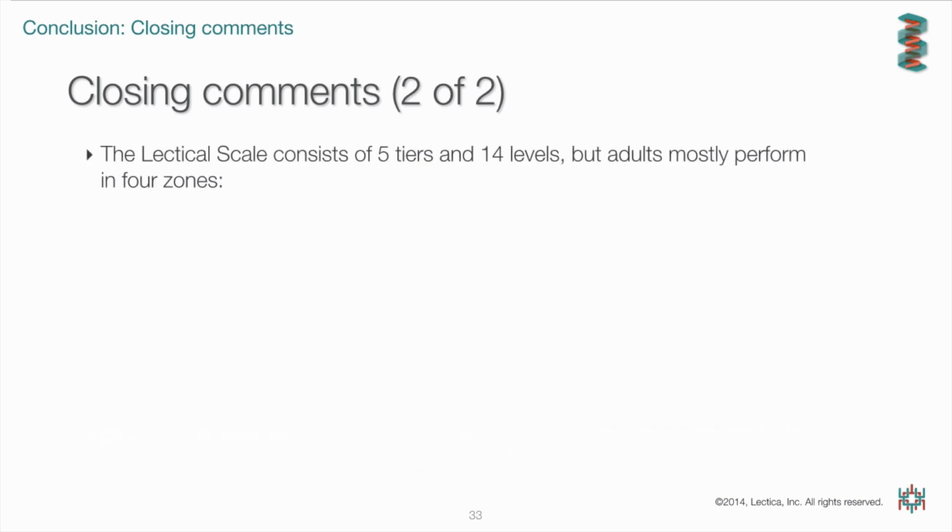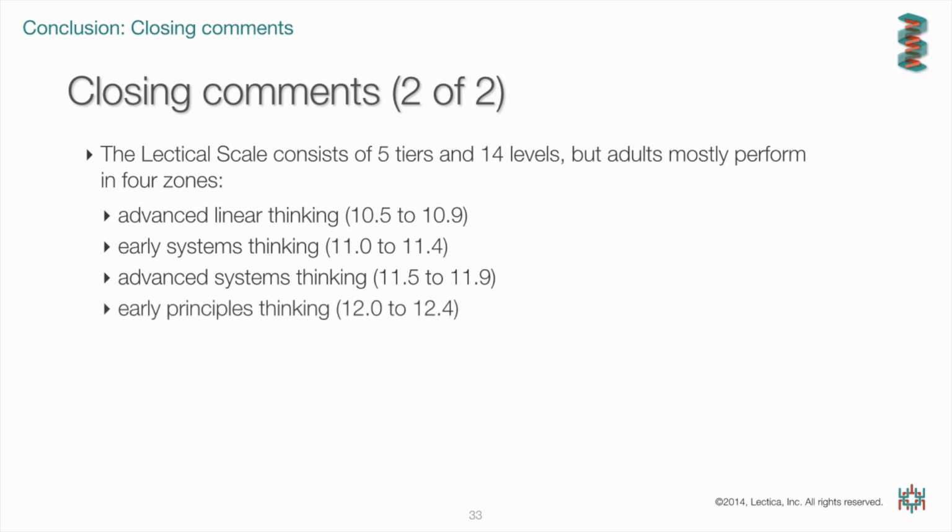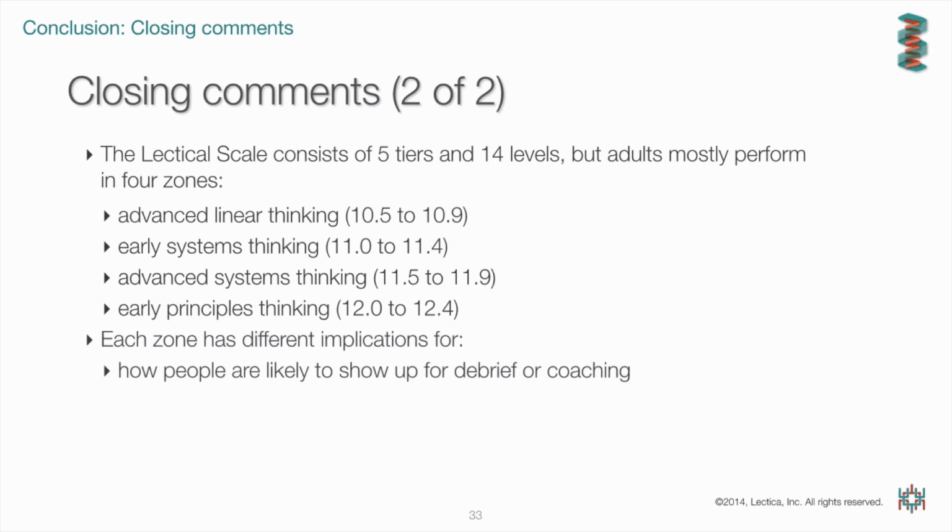The Lectical Scale consists of 5 tiers and 14 levels, but most adults perform in 4 zones. Advanced linear thinking from 10.5 to 10.9, early systems thinking from 11.0 to 11.4, advanced systems thinking from 11.5 to 11.9, and finally early principles thinking from 12.0 to 12.4. Each of these zones has different implications for how people are likely to show up for a debrief or coaching session, potential coaching questions, and also developmental practices.